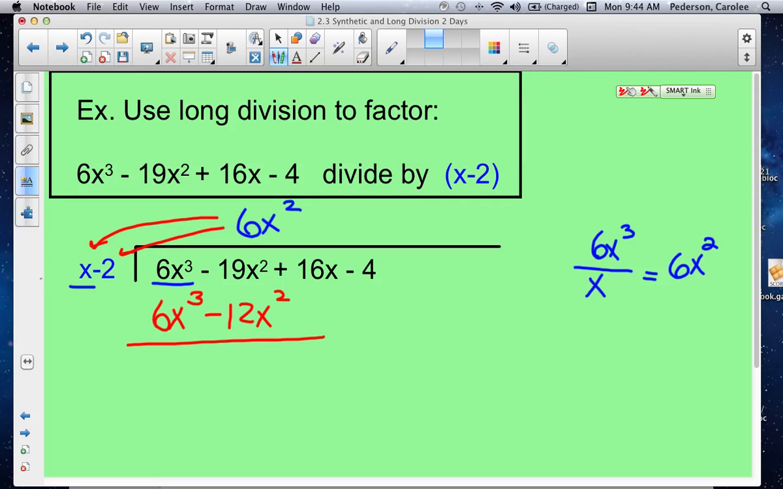So I subtract here, but I also have to subtract the second term. So what it's doing is it's changing the terms. So subtract, now change that negative to a positive. Now what do we do with those columns is we look at them. 6x cubed minus 6x cubed is 0x cubed. And then negative 19x squared plus 12x squared is negative 7x squared. Now I have two terms out in the front in the blue, so I have to bring down that plus 16x.